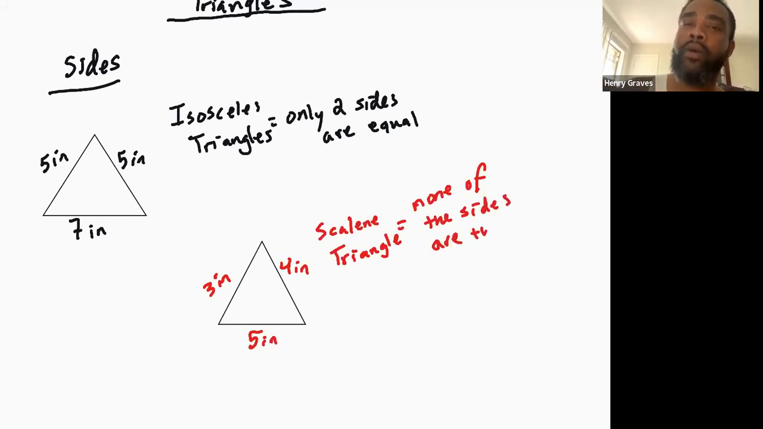By the way, when I did the isosceles triangle, these two sides are the same, so I made that little line to denote that. But on these ones, none of them are the same, so I cannot really use any lines for the scalene triangle. Then I have one more triangle I'm going to do.